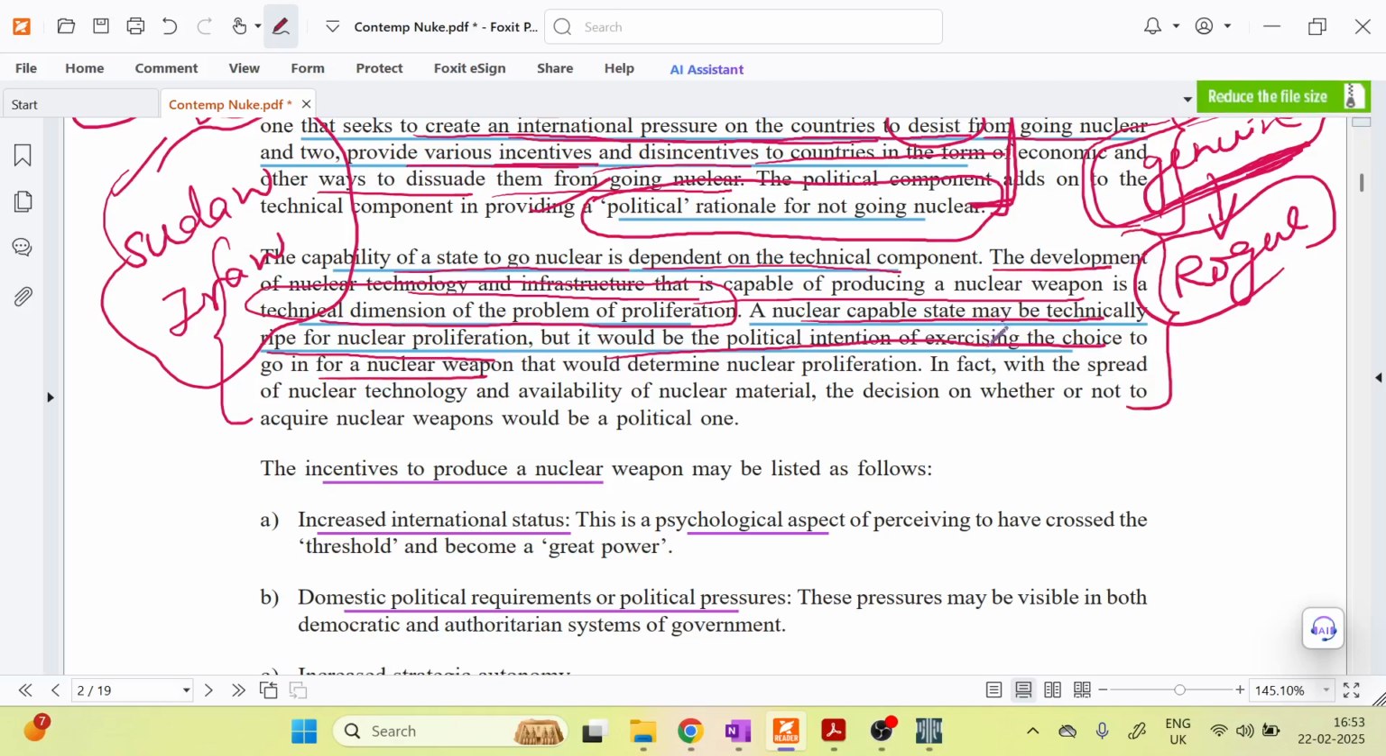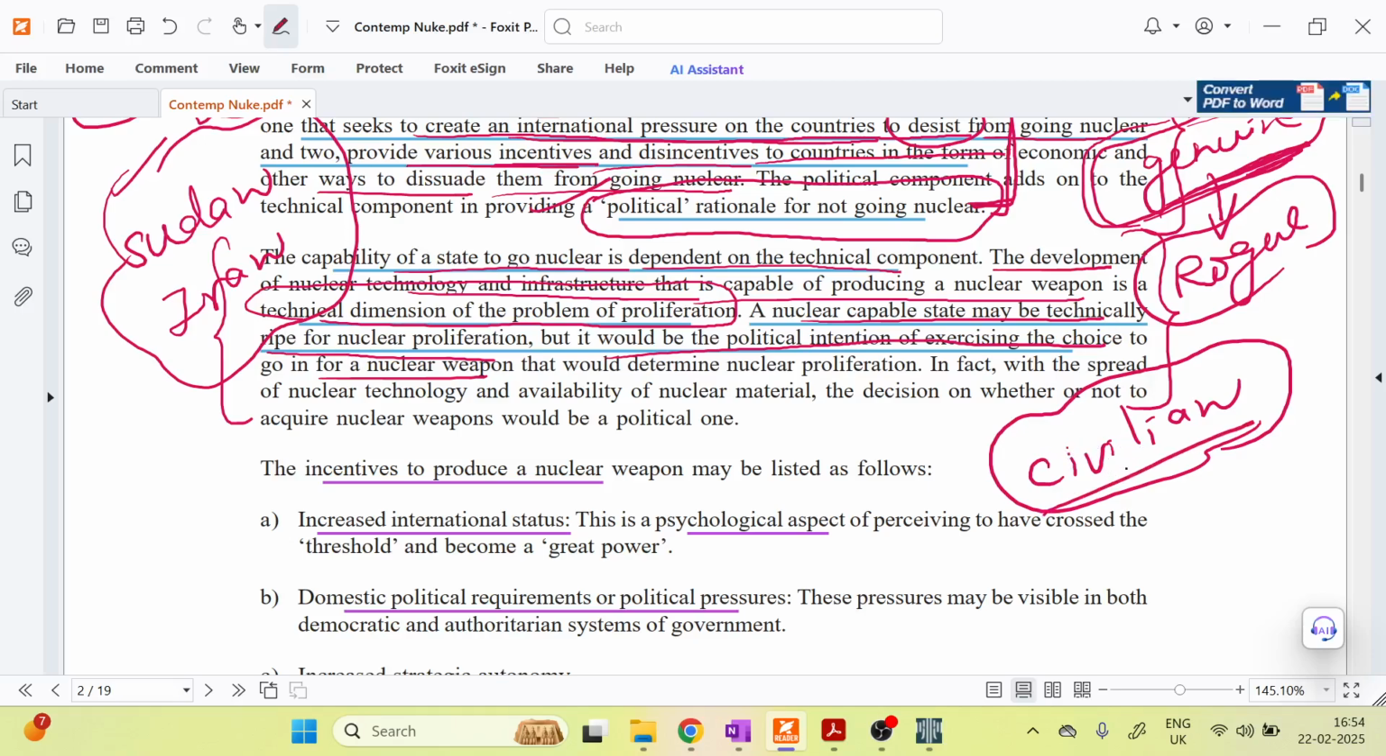Now, the meaning of this complex passage is that nuclear technology will be acquired and it will be transferred because, as I've said and as this text says, nuclear technology has a civilian dimension, a peaceful dimension, and any country can acquire it. But to go nuclear, to become a nuclear state, or to be able to produce a nuclear weapon, all of them need a critical infrastructure. So this infrastructure is a technical element.